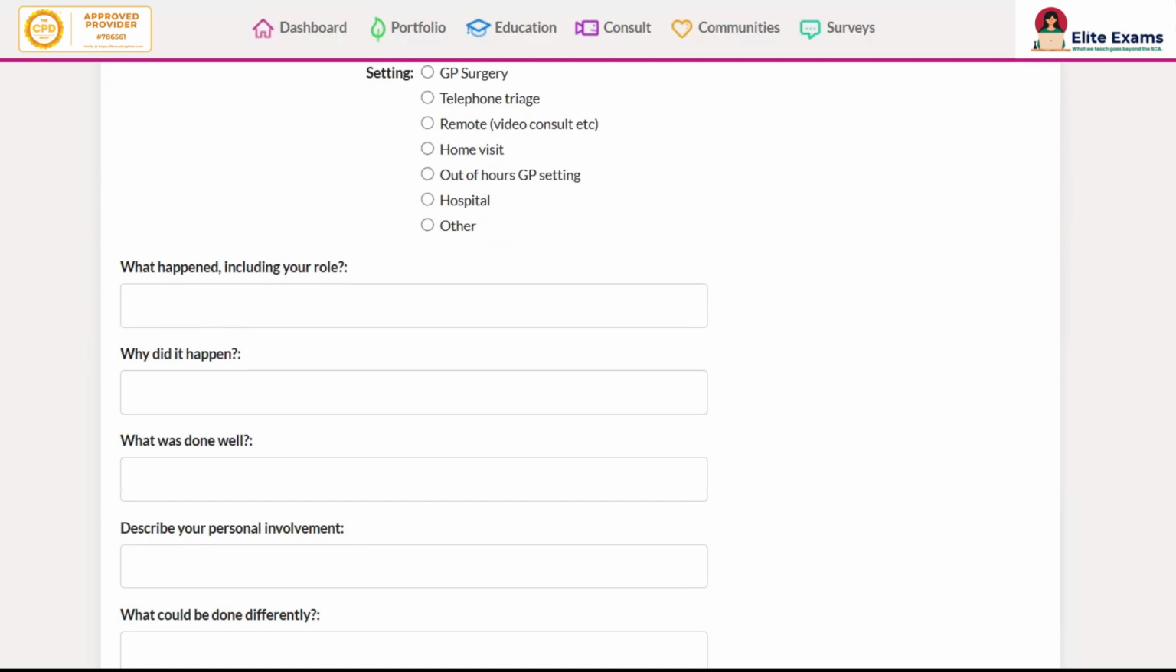What was done well? In this case, I wrote that in as much as I forgot to label, I took responsibility, with duty of candor in mind. I went and told the patient, explained to the patient, apologized to the patient, and got someone else to take the sample again. And then describe your personal involvement. I was the one that took the sample. I was the one that went back and sorted it out.